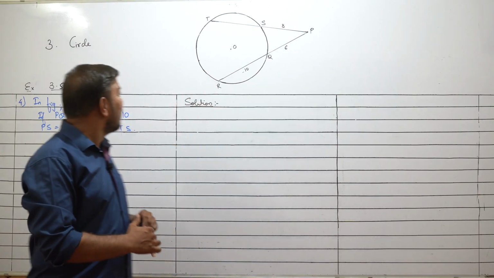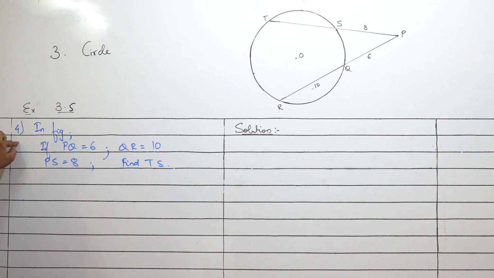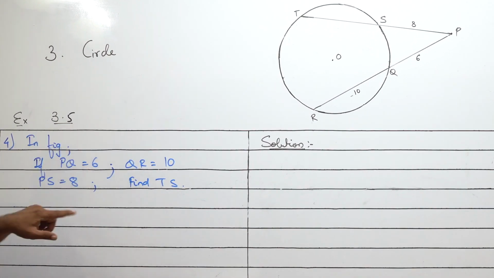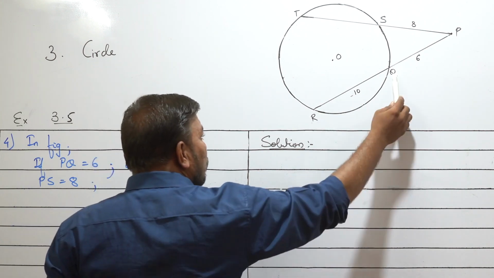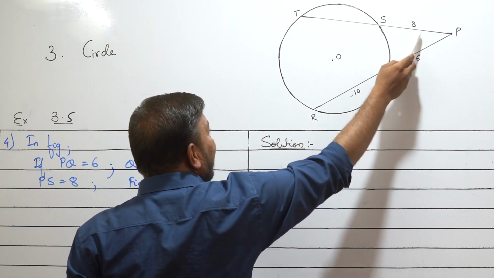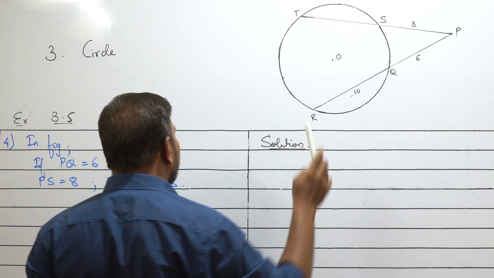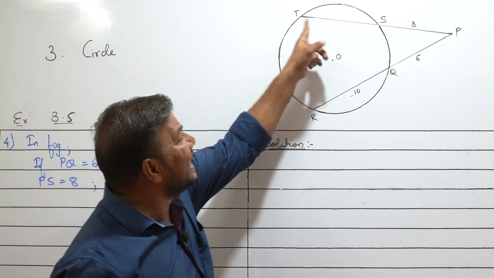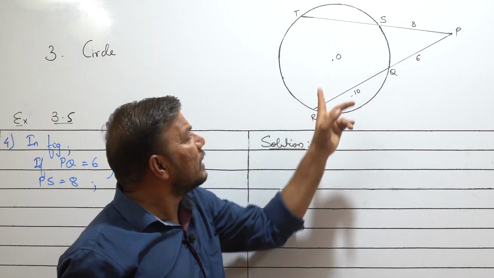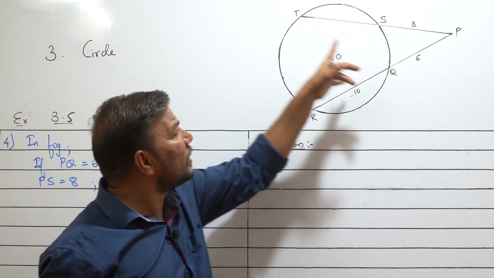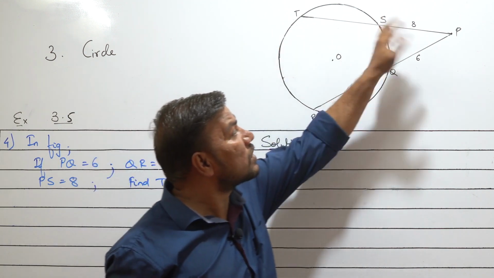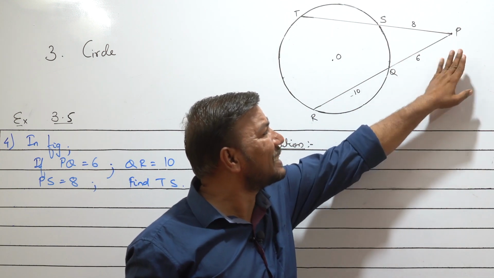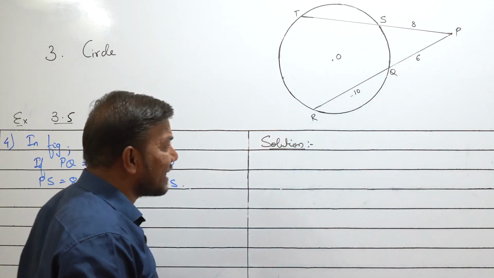Hello students. Now the fourth sum is, in this diagram PQ is 6, QR is 10, PS is 8. They have asked us to find TS. It's a very simple sum. Now if we carefully observe, TS is a chord and RQ is a chord which intersect outside the circle, which means it is externally intersecting.